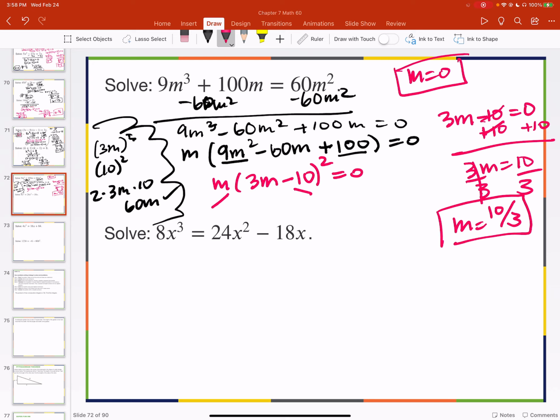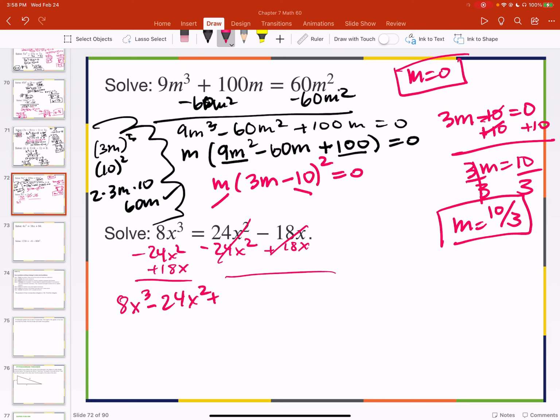Okay, this other one, we can go ahead and move things over. Minus 24x squared, minus 24x squared, plus 18x. I'm just going to write here plus 18x. So then finally, on the left-hand side, we're going to get 8x cubed minus 24x squared plus 18x is equal to 0.